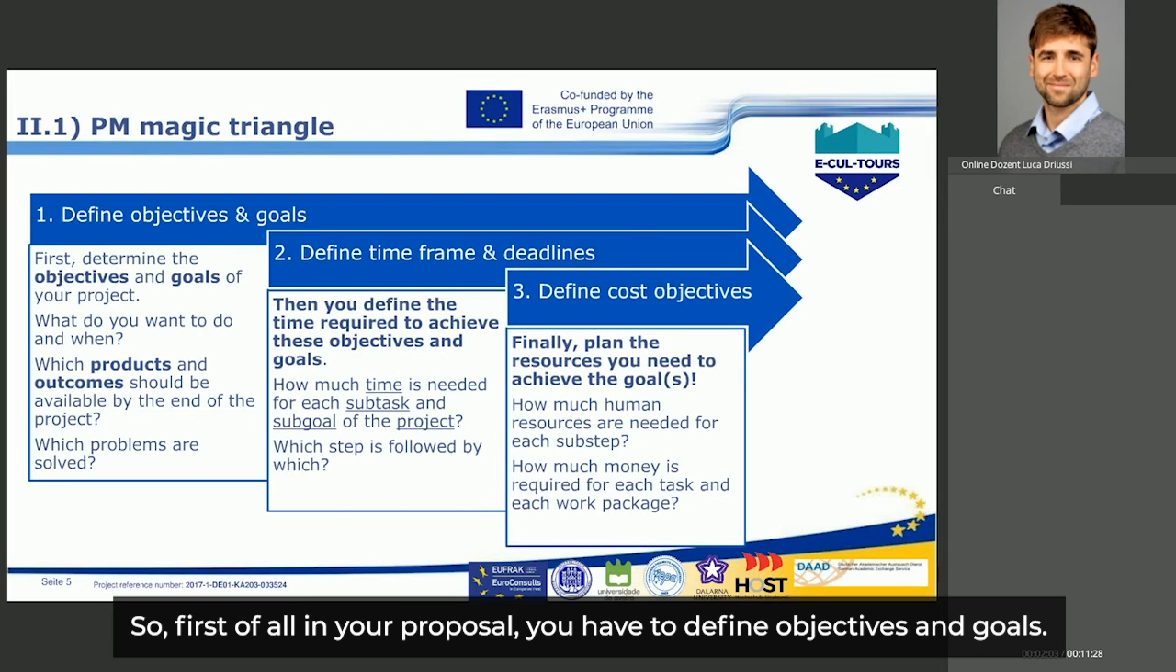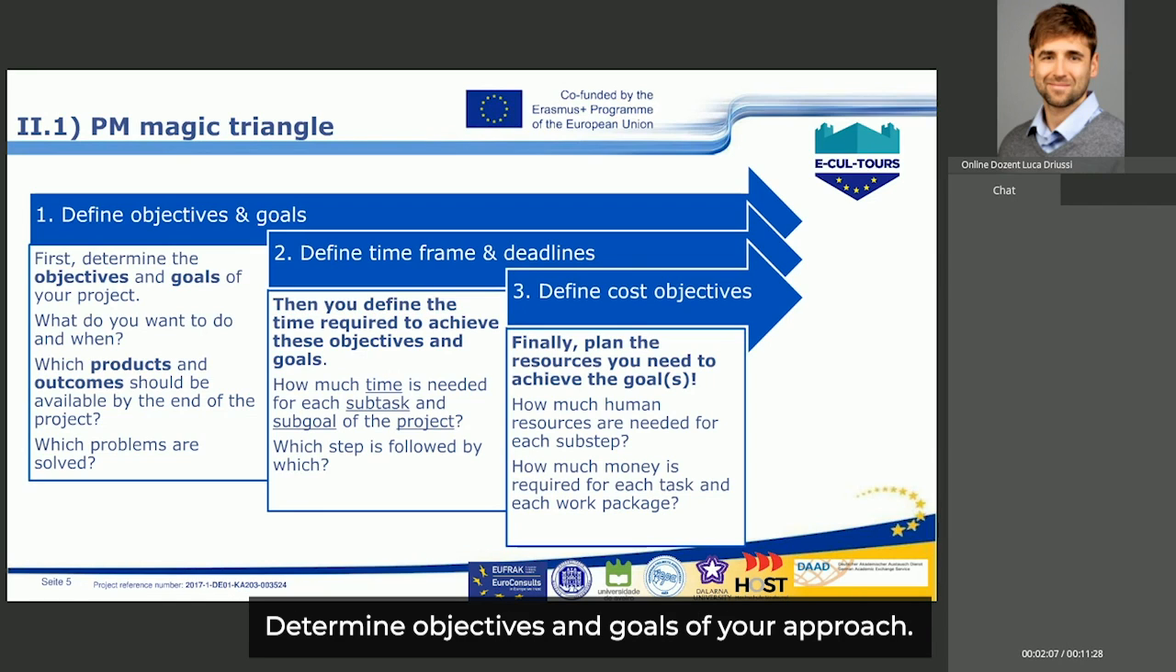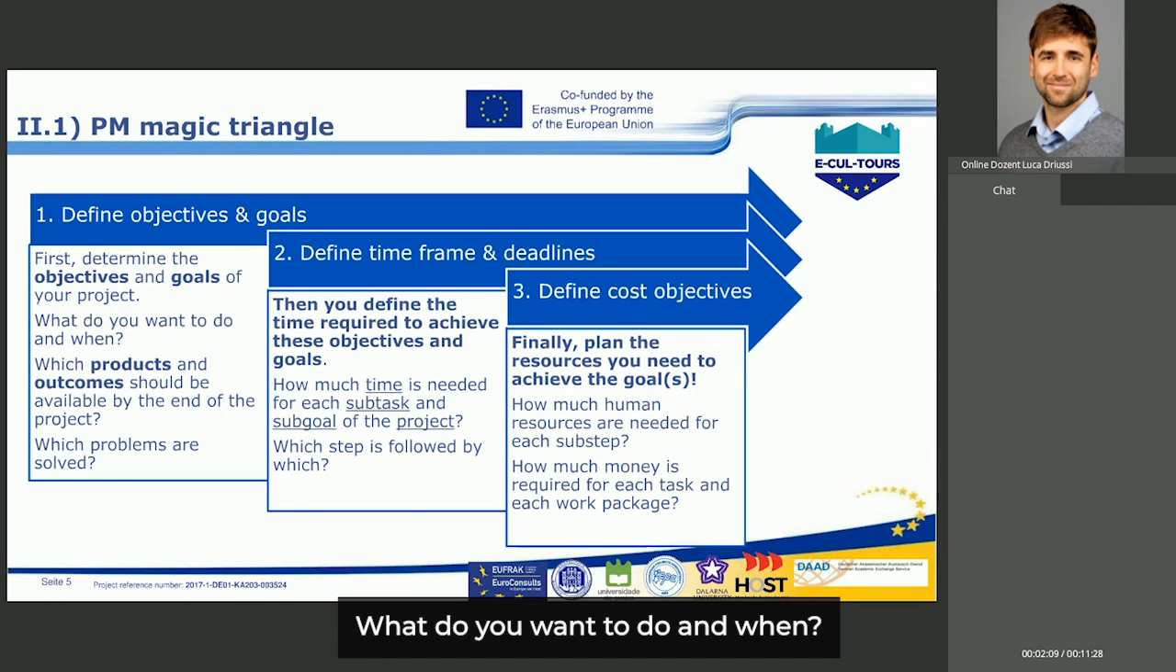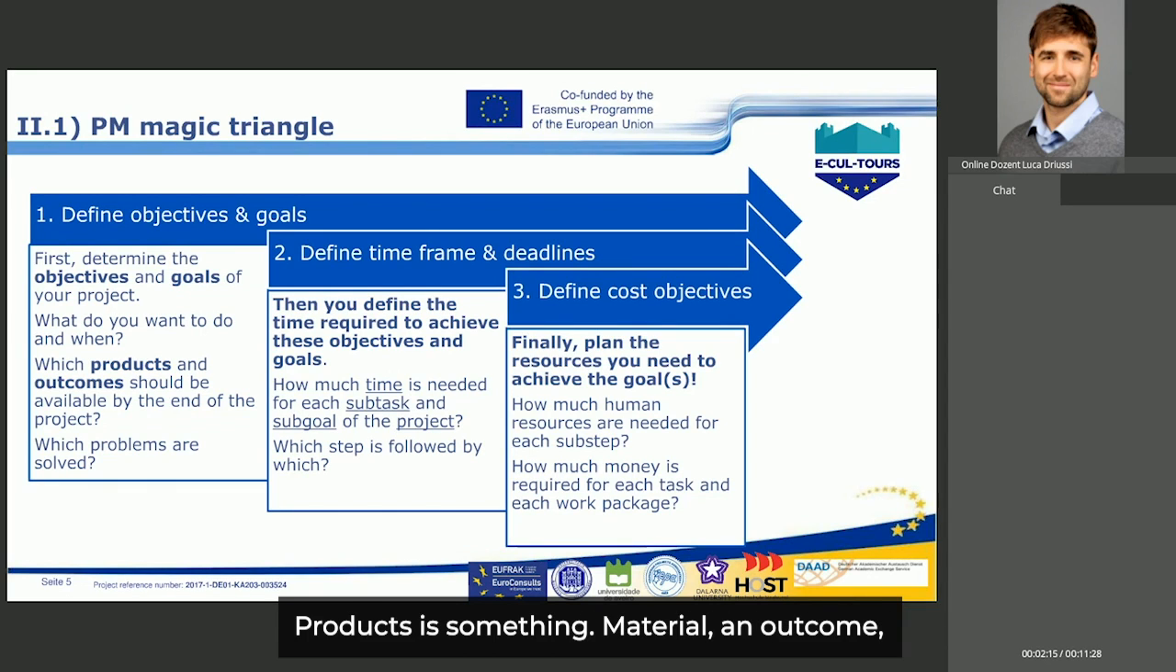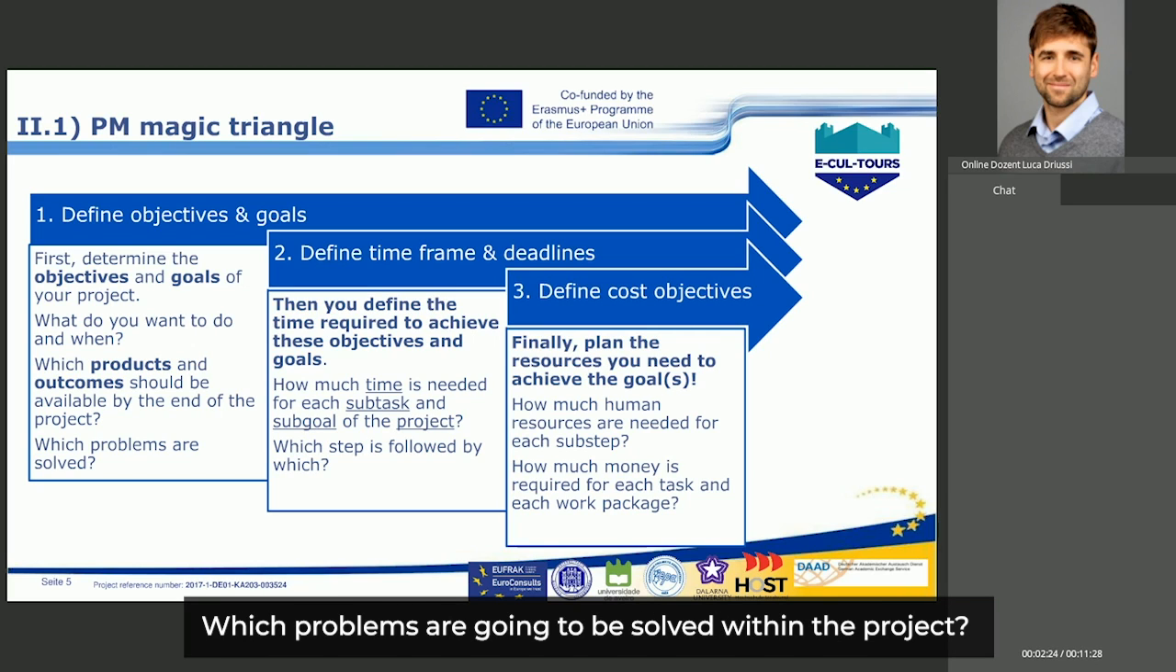So, first of all, in an EU proposal you have to define objectives and goals. Determine the objectives and goals of your project. What do you want to do and when? Which products and outcomes should be available by the end of the project? Products is something material, and outcome is something that comes from the project, an effect of your project. Which problems are going to be solved within the project?